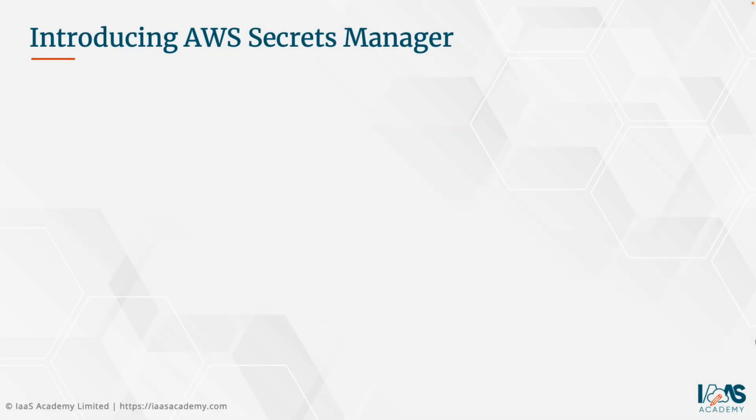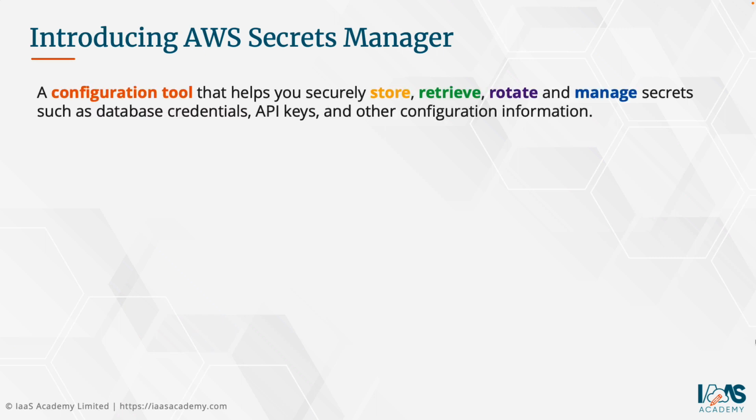And so let's introduce you to the AWS Secrets Manager service. This is a configuration tool that helps you to securely store, retrieve, rotate, and manage secrets such as database credentials, API keys, and any other configuration information that your application may need to retrieve at runtime. It acts as a store of configuration information or secrets.